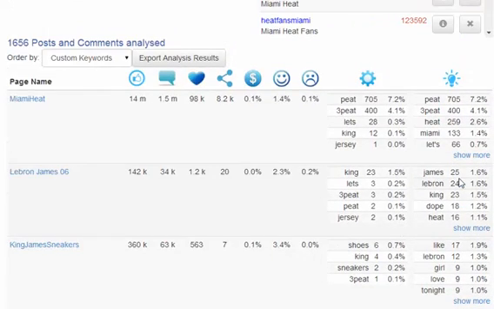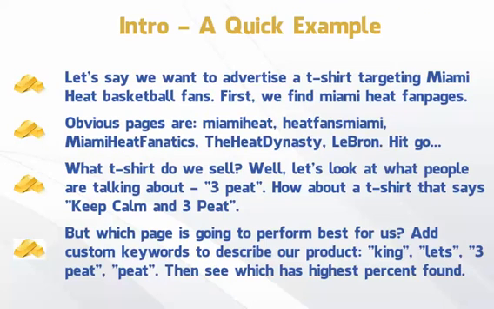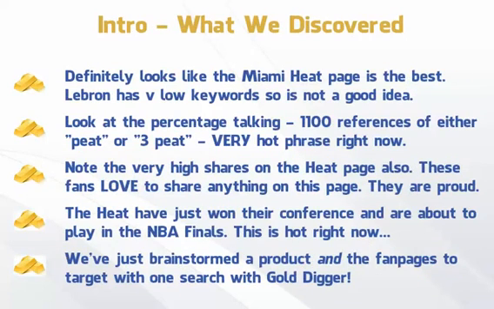So essentially, we've done our research at this point in terms of which pages to target. We've looked at the pages in question and we've worked out exactly which ones we're going to target. And we've got a good sense that the Miami Heat page and the pages that relate to that are going to be the best. The pages that relate to LeBron James and those kinds of interests probably aren't going to be as good because the percentages aren't as high.